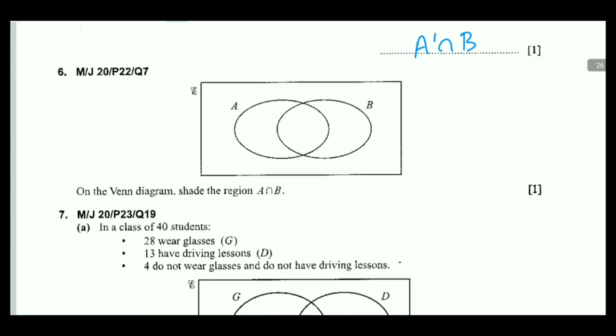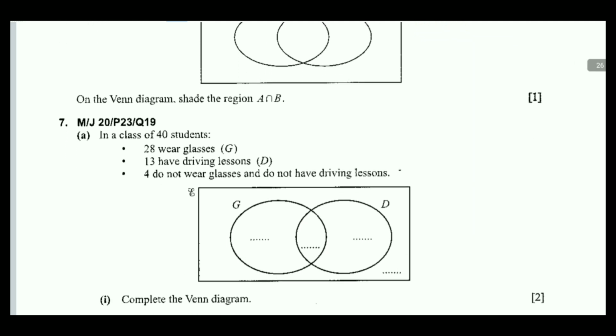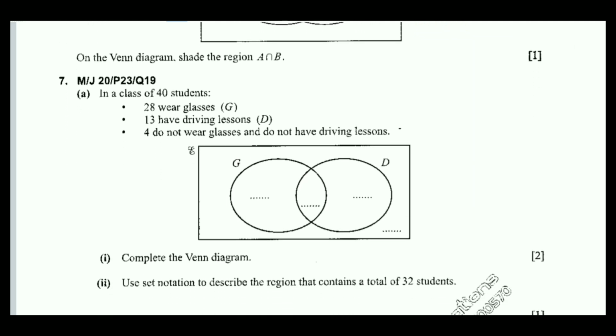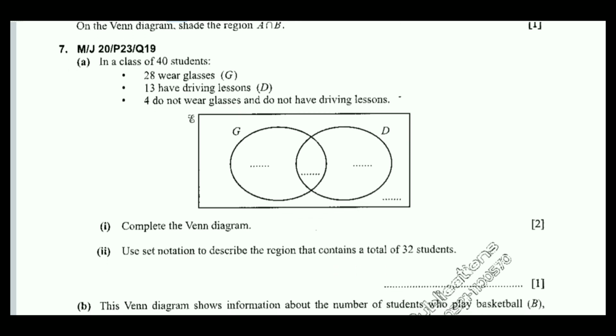Okay, next part you can do by yourself, as I have done 2-3 questions above with the same question. Question number 7. In a class of 40 students, 28 wear glasses, 13 have a driving license, 4 do not wear glasses and do not have a driving license. What we have to do? We complete the Venn diagram. We have to mention these figures or values in the Venn diagram.